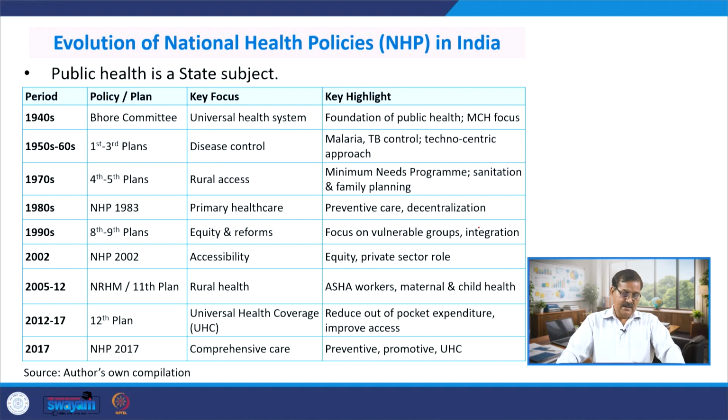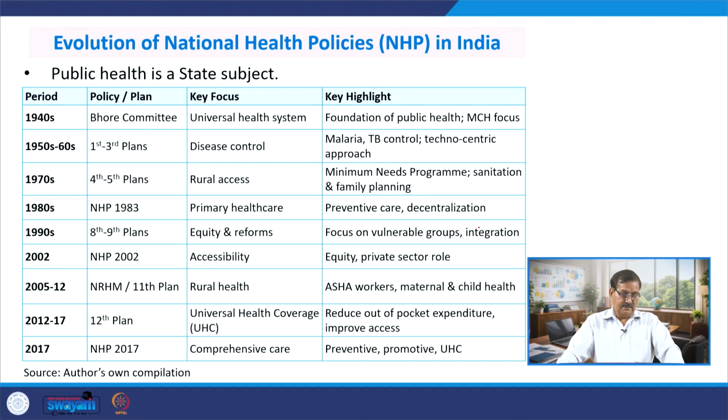Then in the 1980s, National Health Policy 1983 came. This was actually the first healthcare policy in India, and its focus was on providing primary healthcare services to the masses, and on preventive healthcare. Decentralization of healthcare services was also discussed. Then in the 90s, 8th and ninth plan, the focus was on equity and reforms in the healthcare sector, and it addressed the issues of vulnerable groups, and policy integration was also addressed.